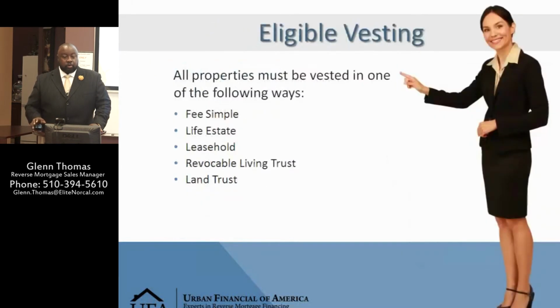Okay, so the way the property can be vested, it can be vested in numerous ways. It can be fee simple, land estate, leasehold, revocable living trust, and land trust. So there's a lot of different options. So however the property is titled, there's options to get it done with a reverse mortgage. So don't only think about a trust or any of these other things.